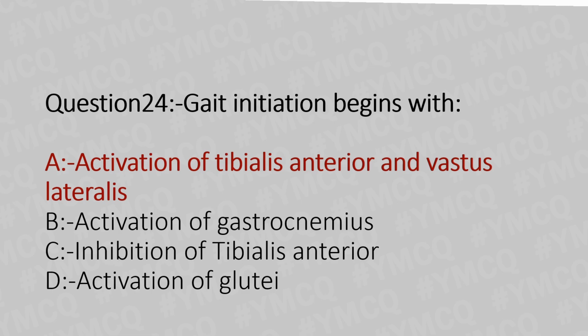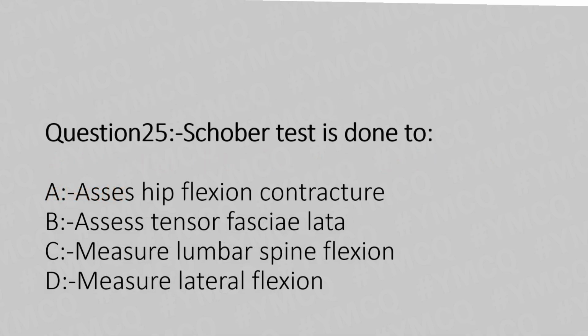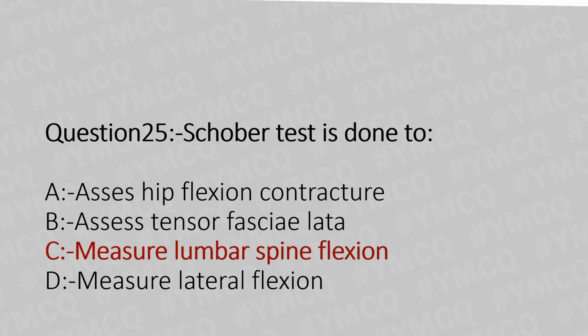Now let's move to question number 25. Schober's test is done to: option A, assess hip flexion contracture; option B, assess tensor fascia lata; option C, measure lumbar spine flexion; option D, measure lateral flexion. And the answer is option C, measure lumbar spine flexion.